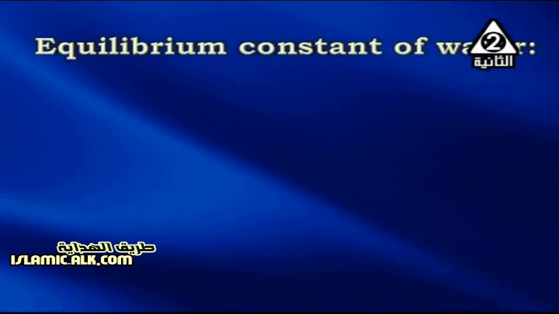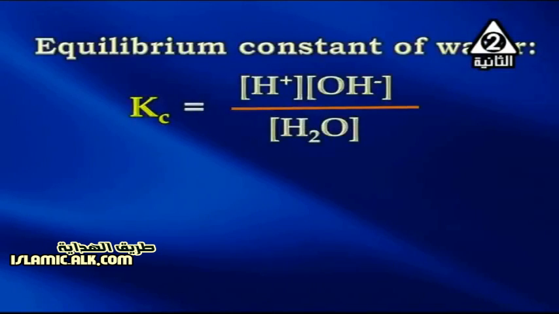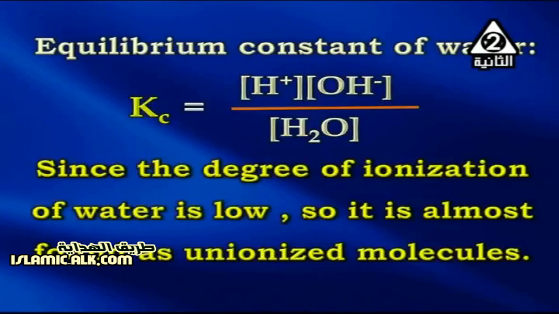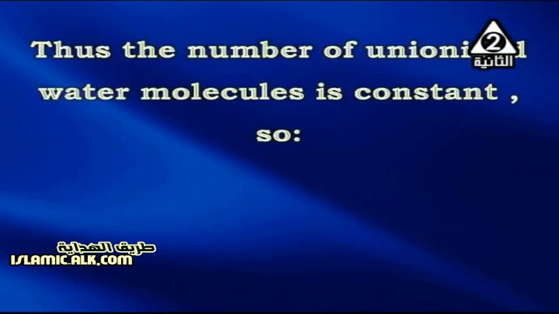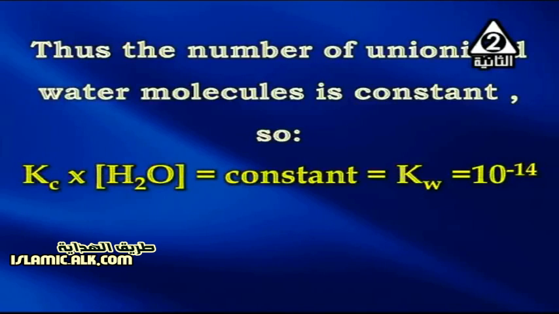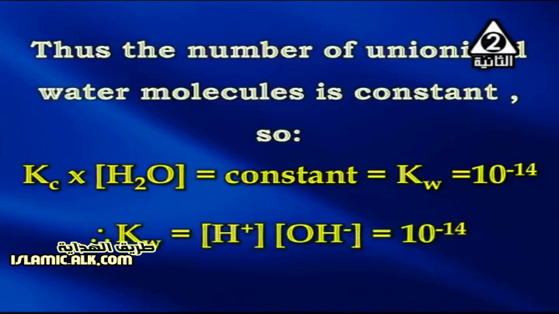So the equilibrium constant of water, Kc, equals concentration of hydrogen ion times concentration of hydroxide ion over concentration of water. Since the degree of ionization of water is low, it is almost all found as unionized molecules. So we can say the number of unionized molecules is constant. So we can say Kc times concentration of water equals a constant. We call it Kw, equal to 10 to the power negative 14. And so Kw, the equilibrium constant, equals concentration of hydrogen ion times concentration of hydroxide ion, equal to 10 to the power negative 14.